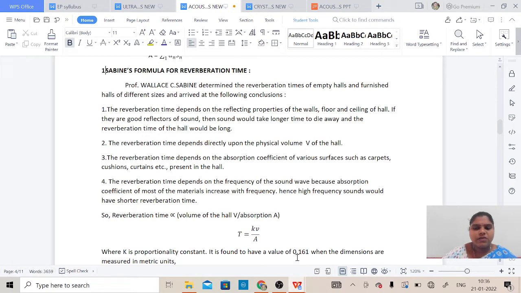Hi students, in this video we are going to discuss Sabine's formula for reverberation time. Sabine is also a unit for reverberation time.